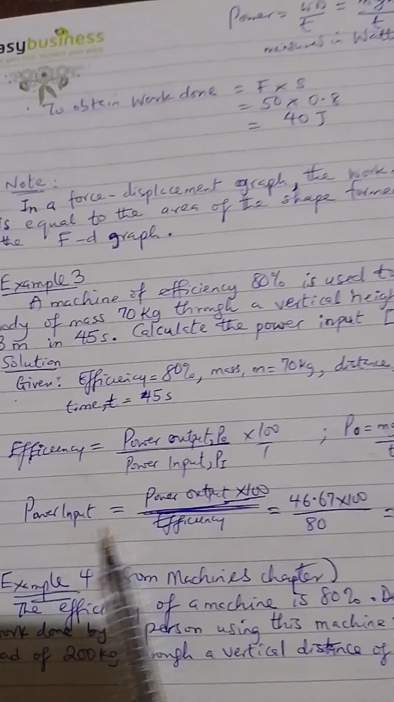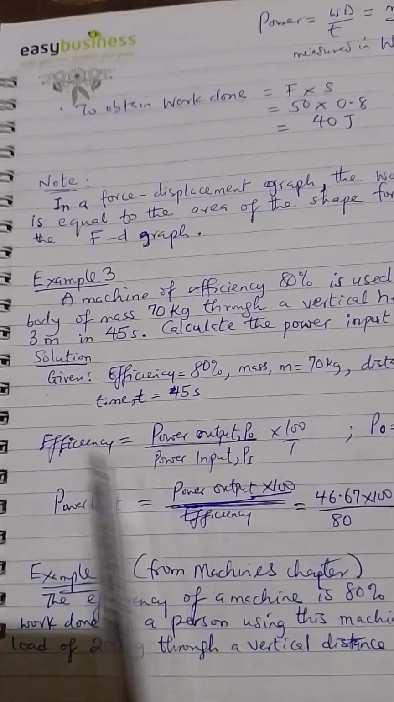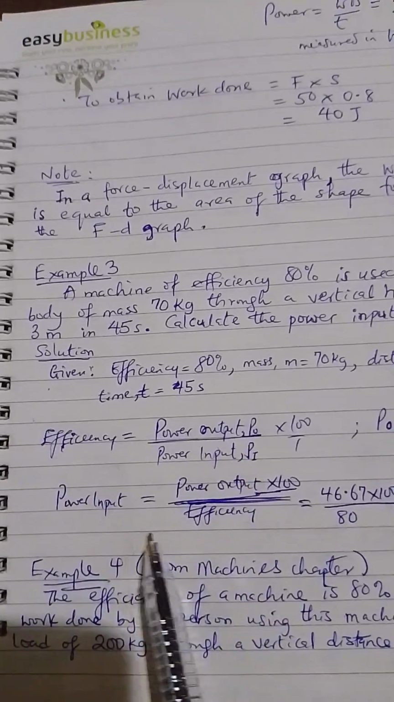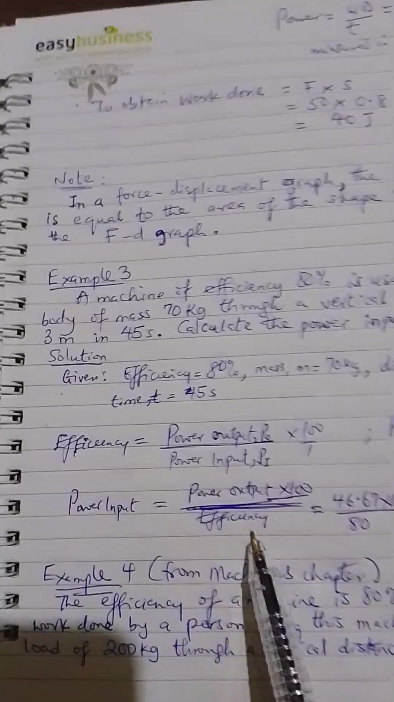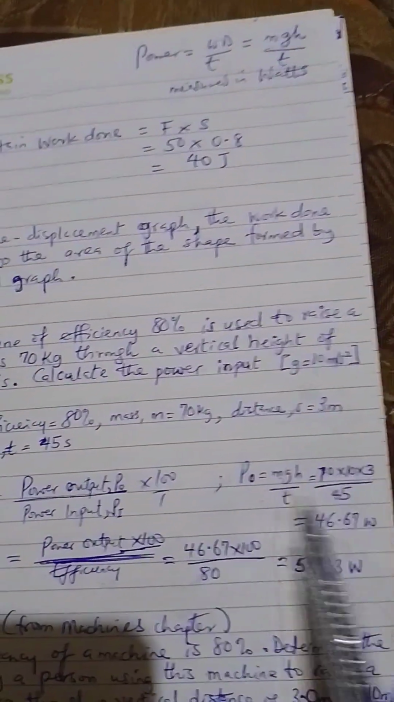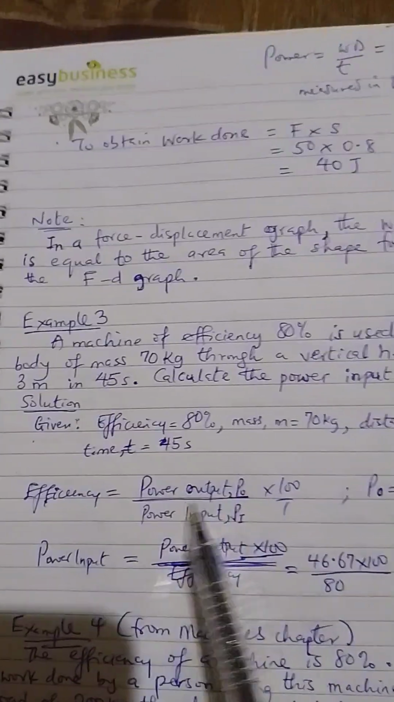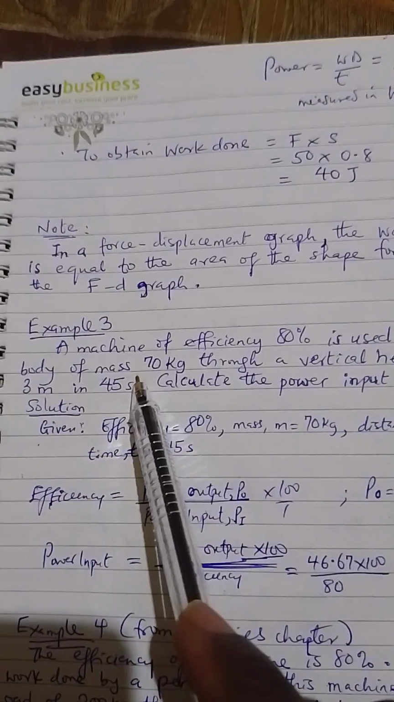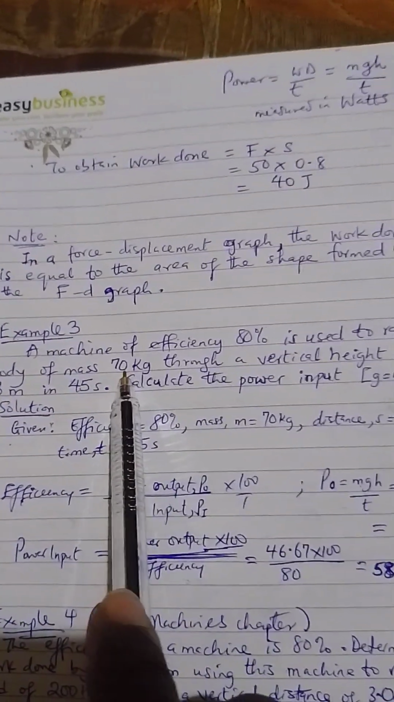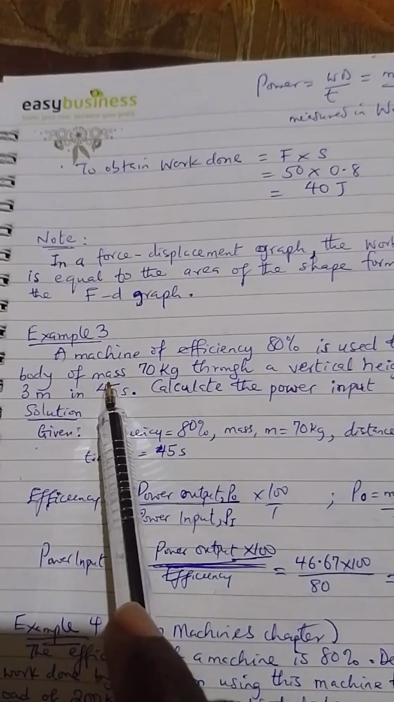Now the power input can be made to stand alone, made the subject of the formula. Power input just comes here, efficiency comes down here. So power output over efficiency times 100. So the power output we've calculated from the details given in the question. This is what the machine does. The power output is what the machine actually does. It moves 70 kilograms through a vertical height of 3 meters in 45 seconds.